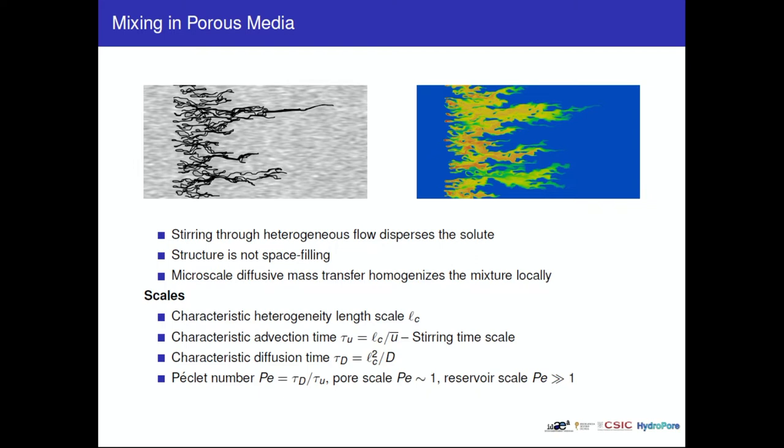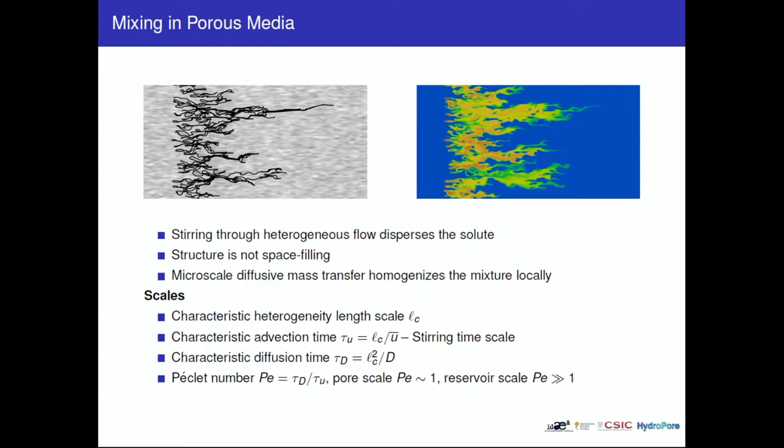Now when you have a fingering structure developing, or you have viscous fingering, the size of the finger increases linearly with time. And then microscale diffusive mass transfer or local scale dispersion is mixing locally. This is what we see here. So we have still quite some structure. So it's not like when you stir your coffee. But we get, let's say, a heterogeneous concentration field in which we have more or less concentrated areas, but we don't get something which is completely homogeneous.